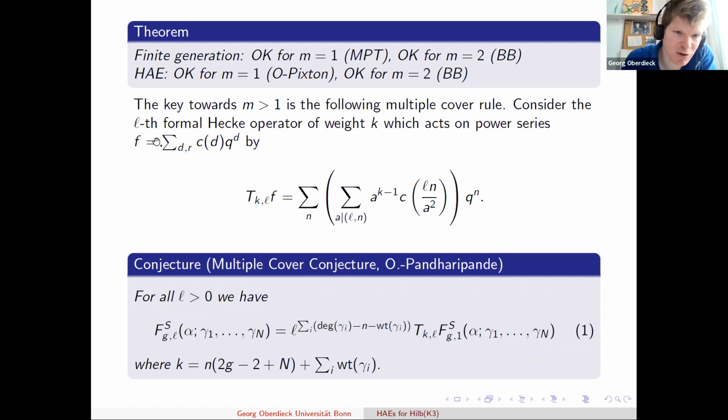So you have a certain formal Hecke operator on power series that reshuffles the coefficients a little bit, with some factors, and applying this to the series in degree 1 gives you the arbitrary series. The nice observation of Bae and Buelles is that if you assume this multiple cover conjecture, then finite generation and the holomorphic anomaly equation for m equals 1 implies it also for arbitrary m. After showing this, they show that this multiple cover conjecture is true for m equals 2, and then they conclude this theorem. So there are really 3 statements that are crucial for the K3 surface: finite generation, the holomorphic anomaly equation, and the multiple cover conjecture.